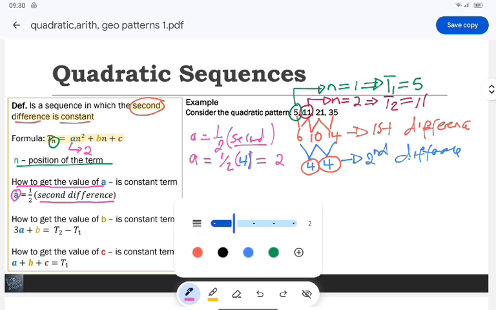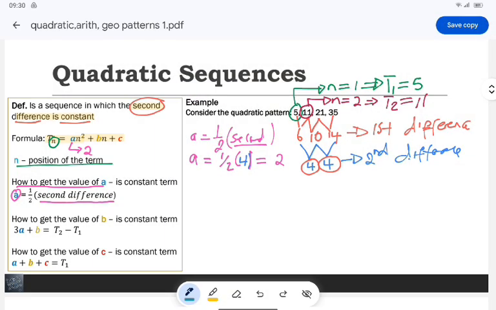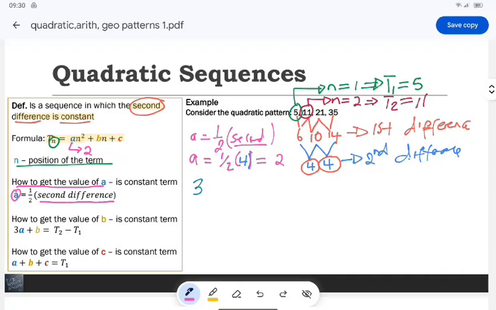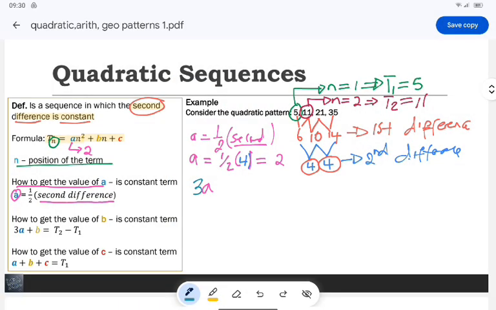How do we get the value of b now? Let's calculate the value of b. It's going to be 3a plus b, where a is calculated above, and that equals T2 minus T1.